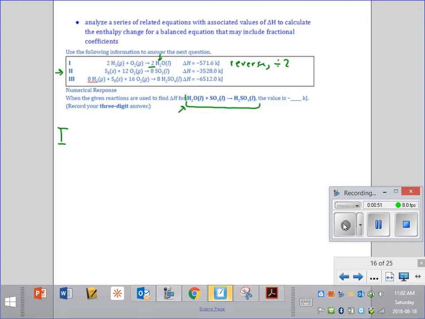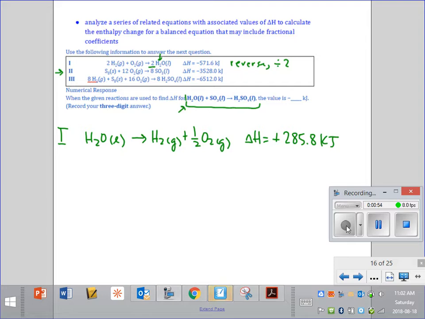So I'm going to rewrite this reaction with those changes made. So I've divided all the coefficients by 2, giving us H2O liquid goes to H2 gas plus 1/2 O2 gas. And I changed the delta H value by dividing it by 2, as well as changing the sign because I reversed the reaction.